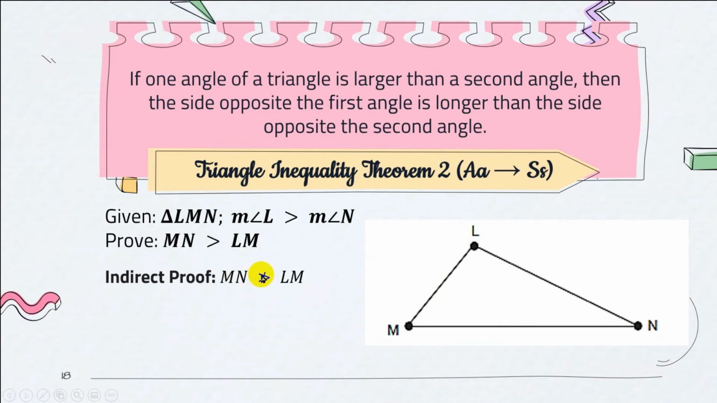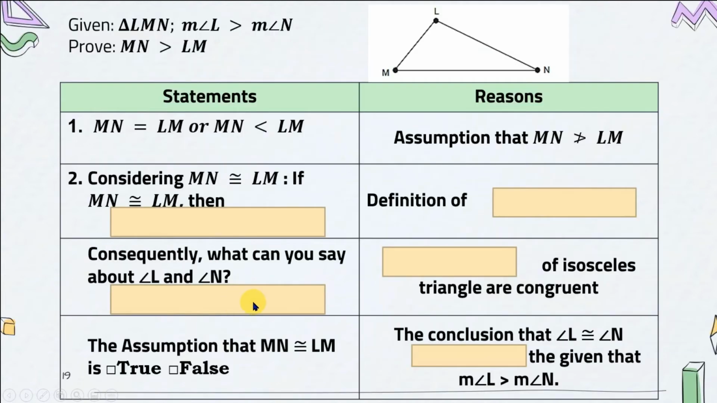So, we're going to show na una, yung side MN ay equal sa side LM. At pangalawa, we have to show na ang side MN ay mas maliit sa side LM. At ipuprove natin na mali yung dalawang assumptions na yon. Again, using the indirect proof, we are going to assume that side MN is not greater than side LM. Ano ba yung not greater than? It's either equal or less than.